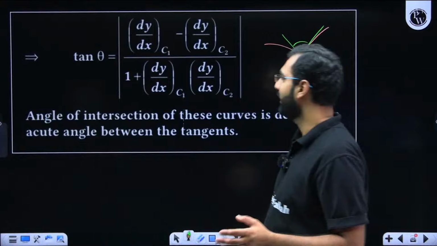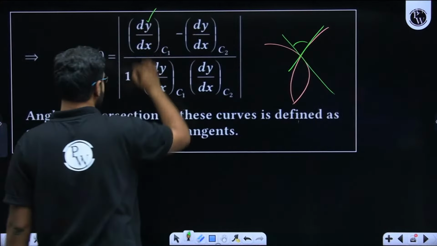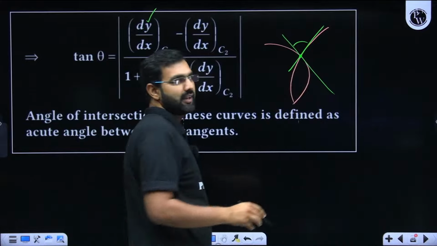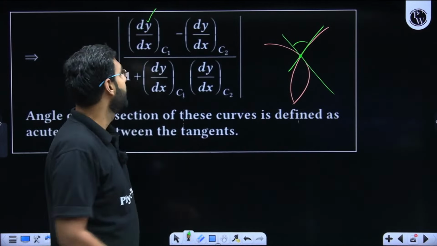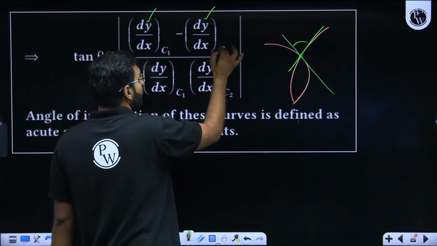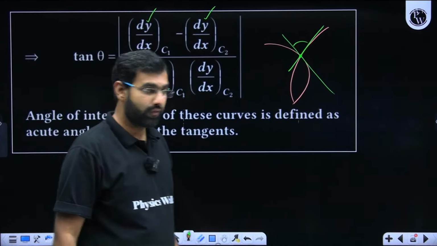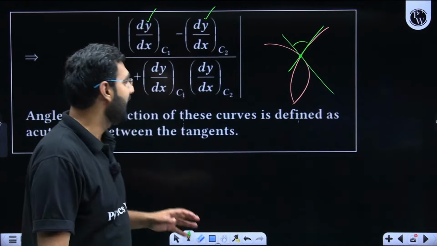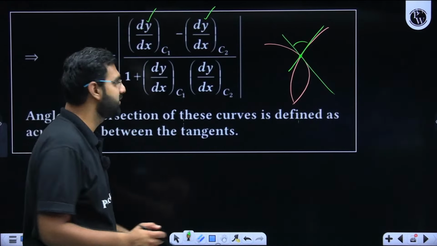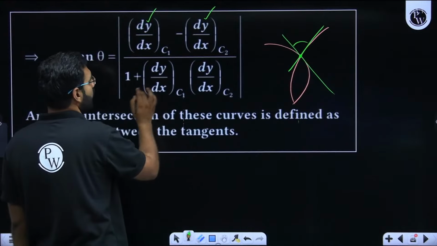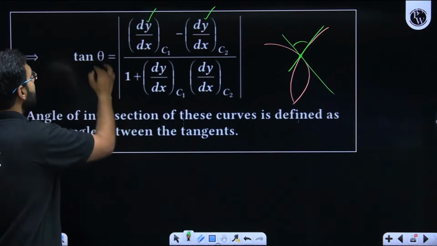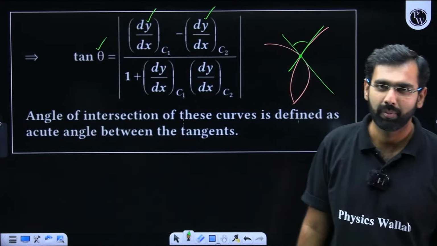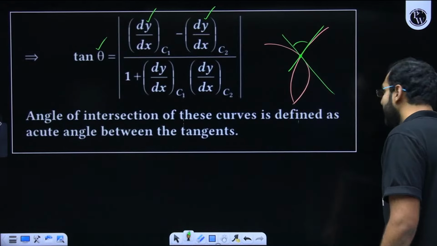And then how do we find it? First of all, we differentiate the first curve and put the point of intersection coordinates so that we find the slope of that tangent. We differentiate the second curve and put the same point of intersection in its derivative. So we find m1 and m2, the slopes of those tangents. So m1 minus m2 upon 1 plus m1 m2 gives you tan theta between those curves. I hope you remember that. I hope we are clear on that front.